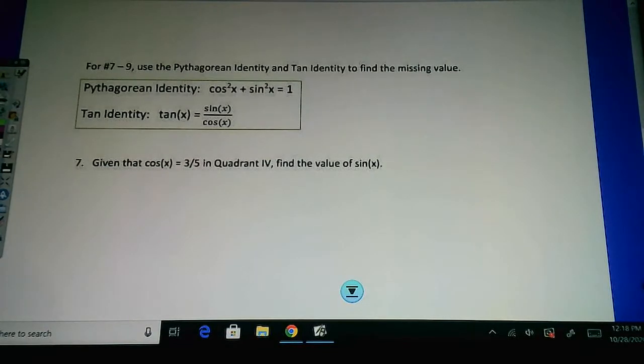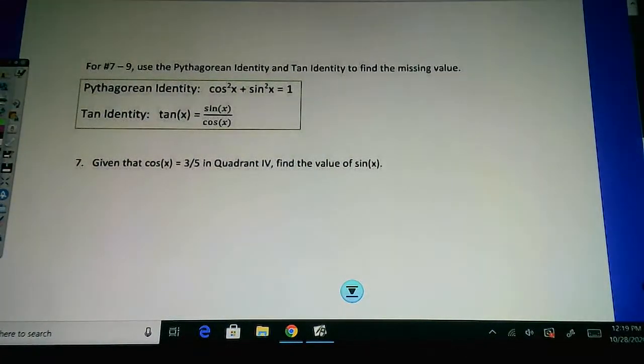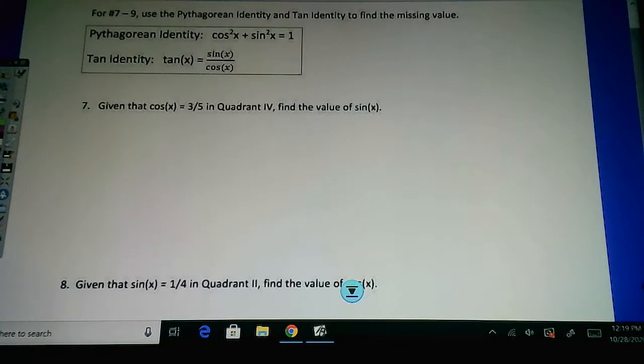So the next topic is using the Pythagorean identity. Cosine squared plus sine squared equals 1. And then sometimes you have to use the tangent one also. So I included both those rules for you. When you take the test in a couple of days, make sure you have all your formulas handy.